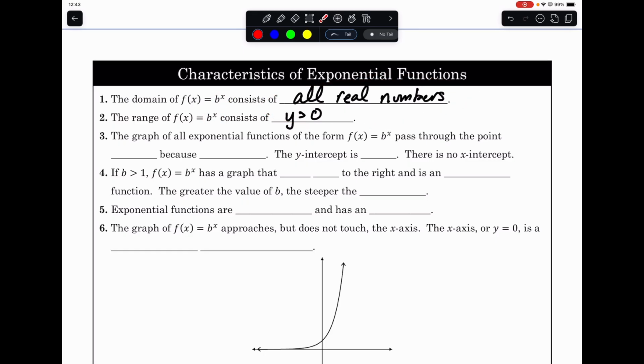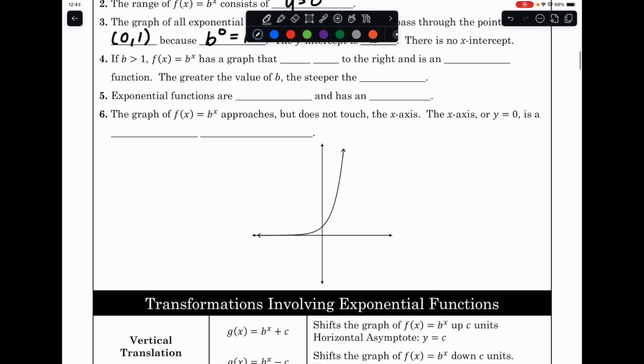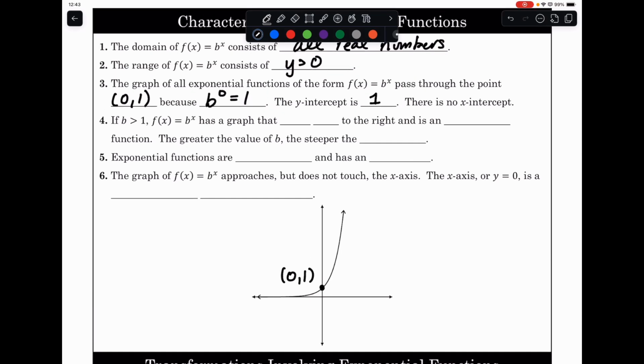Now the graph of all exponential functions that are again in this form, b to the x power, pass through the point 0, 1, because any base to the 0 power always ends up equaling 1. Therefore, the y-intercept is going to be the value of 1. So the graph crosses the y-axis at 1. So if you look at the graph down here, that means that this point right there will always end up being 0, 1, as long as our exponential function has no transformations, and we have, again, b to the power of x.